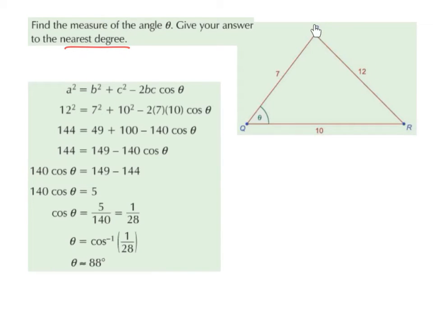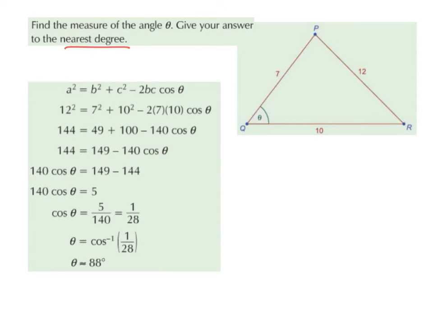So when we have three sides of a non-right angle triangle and we're trying to find any of the angles, we can use the cosine rule. So the cosine rule again is a squared equals b squared plus c squared minus 2bc cos of theta, or cos of a. And what we're going to do is start off by labeling our triangle A, B and C.